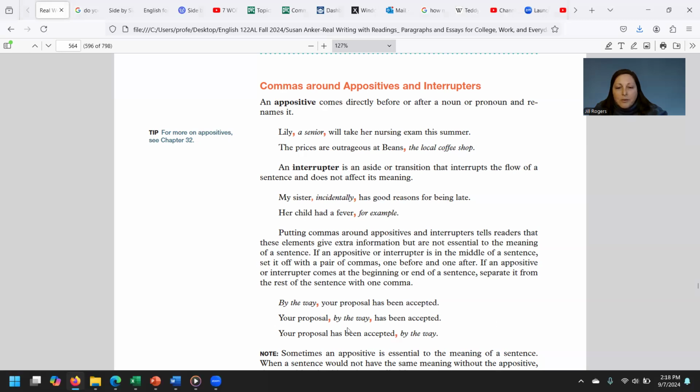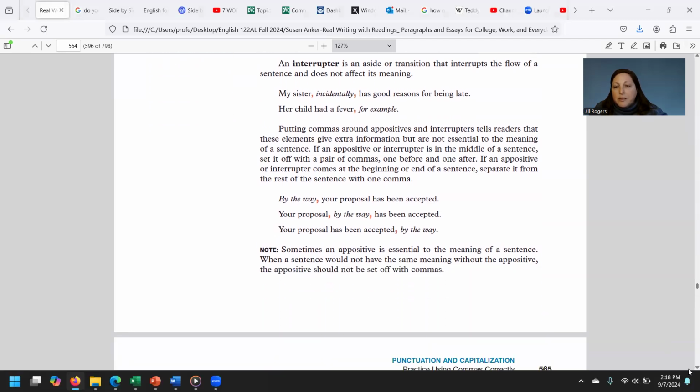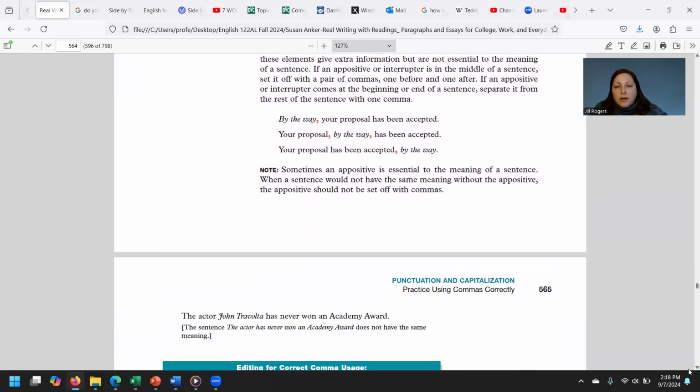Okay, so here's some more examples in different ways. If it's at the beginning: By the way, your proposal has been accepted. Your proposal, by the way, has been accepted. Your proposal has been accepted, by the way. Okay. So it's just giving you an example there that they can be in different places in the sentence.